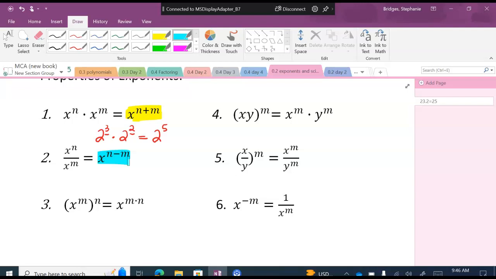Then the next one, rule 3, says I have some base x, raised to the m power, in parentheses, and it is raised to another power. We call that a power to a power. This rule says that we keep that base x and we just multiply those exponents. And so that's how we get x raised to the m times n power. So an exponent raised to another exponent gets multiplied. So far, so good?